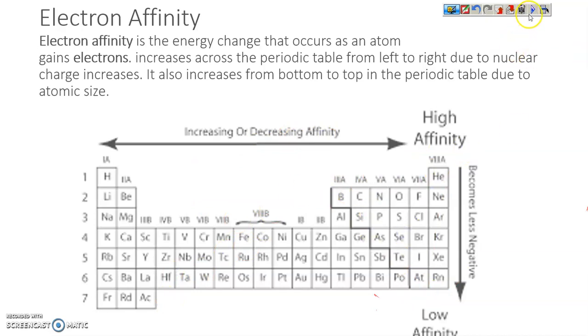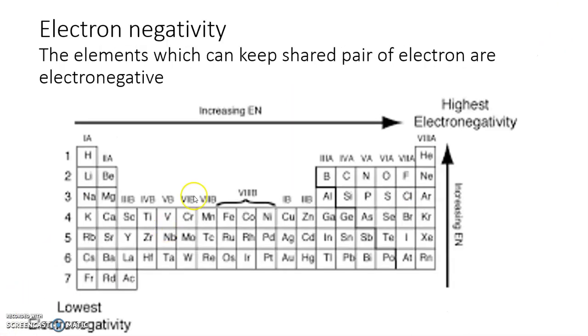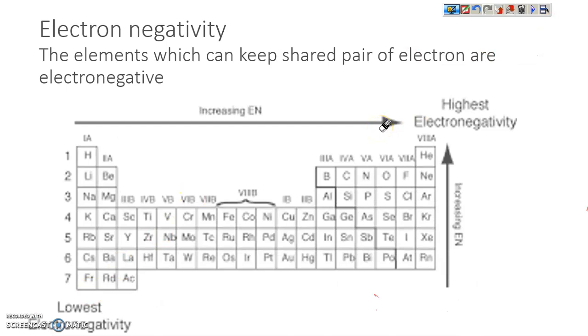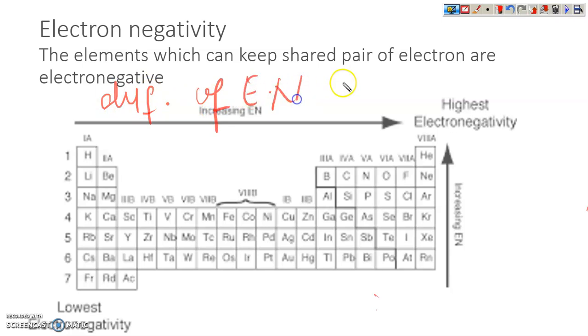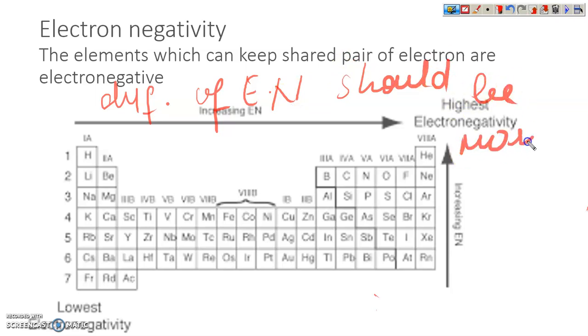And the third main point is electronegativity. So, what is electronegativity? The elements which can keep a shared pair of electrons are electronegative. This means that in ionic bond, the difference of electronegativity should be more. This is the main point: the difference of electronegativity should be more.